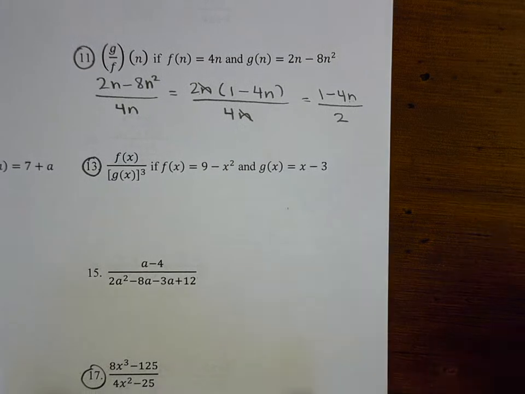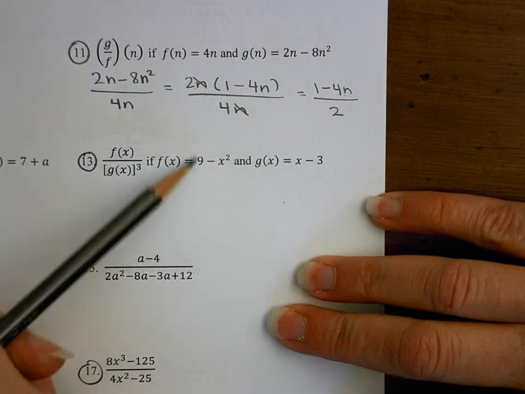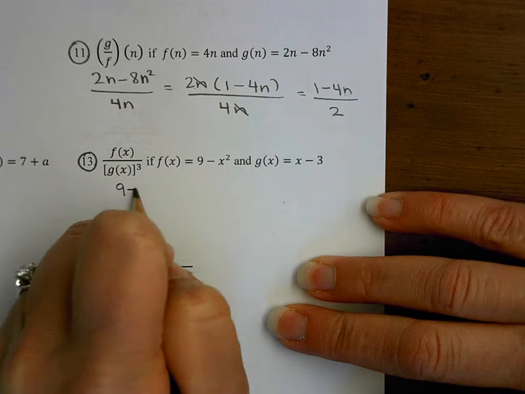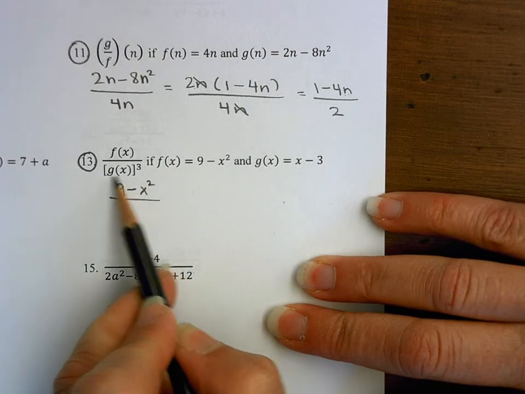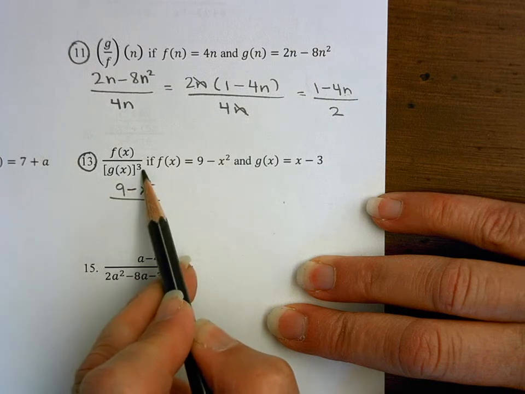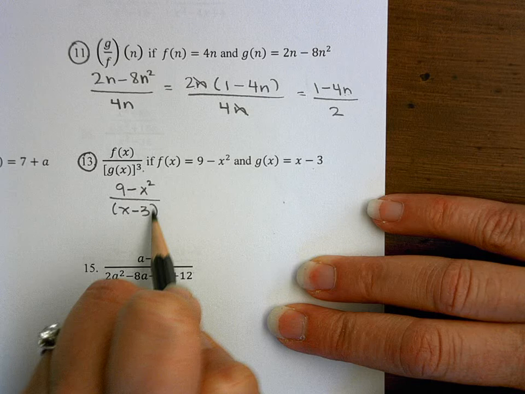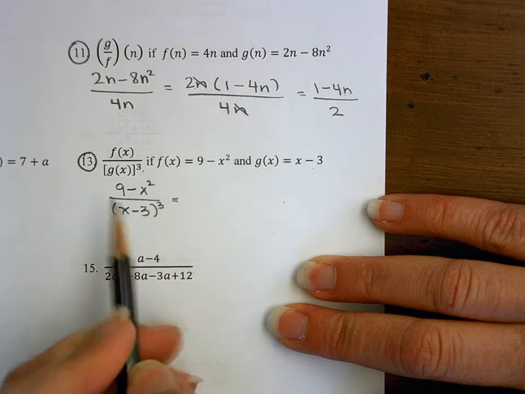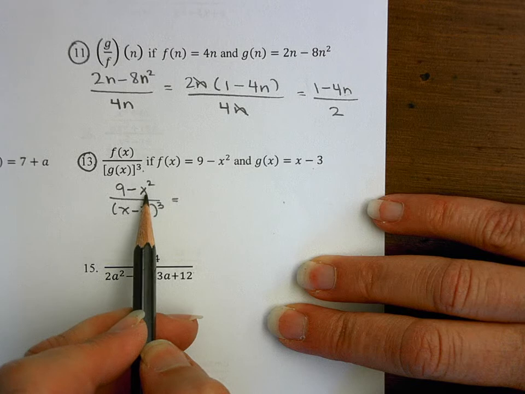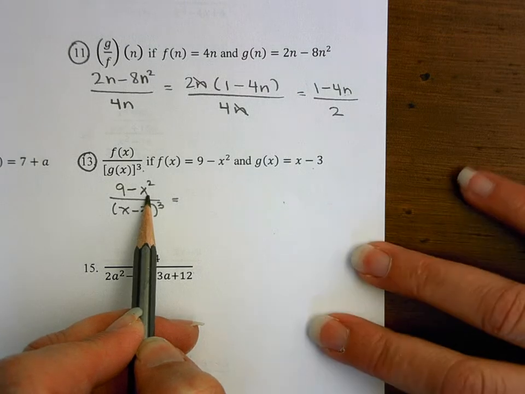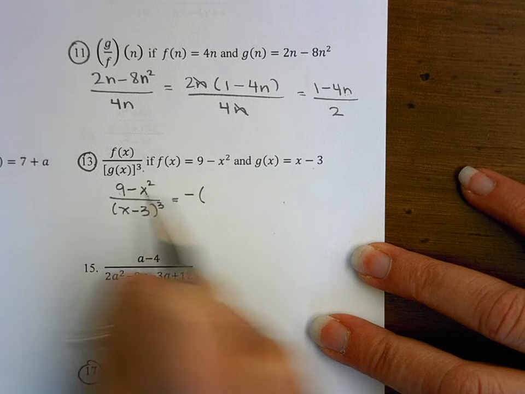Okay, so for question number 13, I have f of x, so here's my f of x. And then in my denominator, I want to take the g of x and raise it to the third power. So here's my g of x, and then raised to the third power. So in the numerator, I want to factor out that negative, so my x term is positive. So I'm going to factor out a negative, which will make that negative 9 positive x squared.